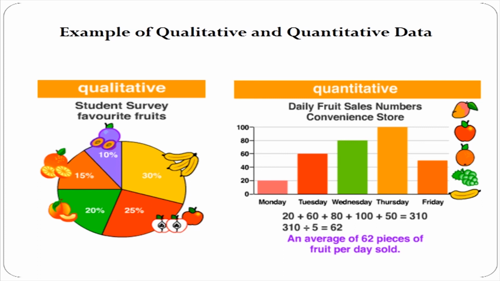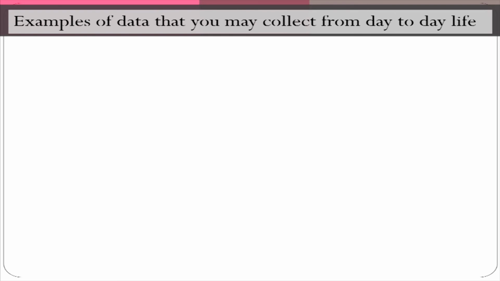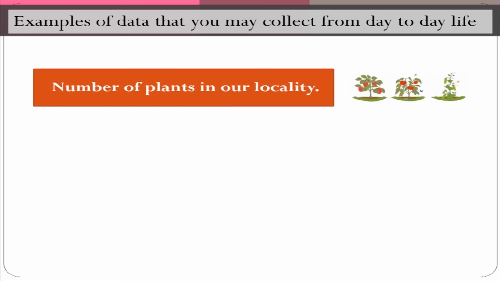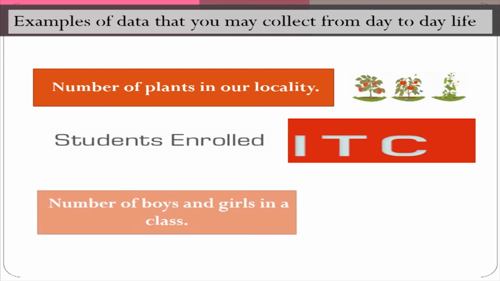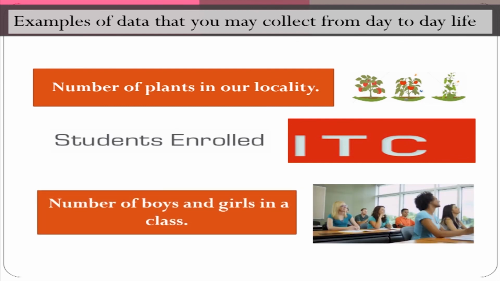So now you know what data is. So let's look at some other examples of data that you may collect in your day-to-day life. Number 1, the number of plants in your locality. Number 2, the number of students enrolled in ITC. Number 3, number of boys and girls in a class.